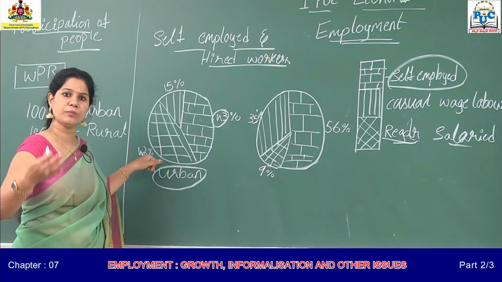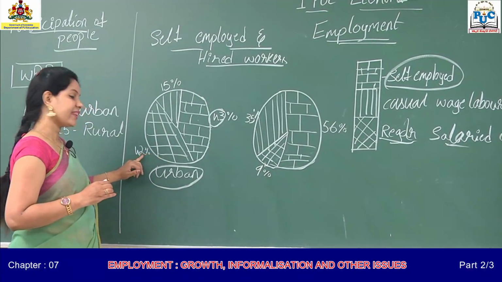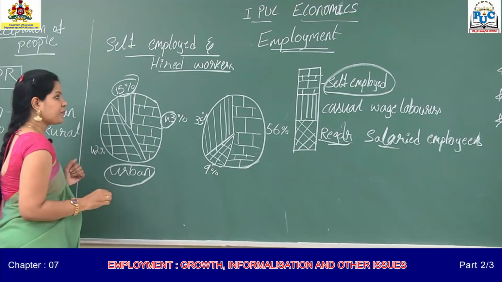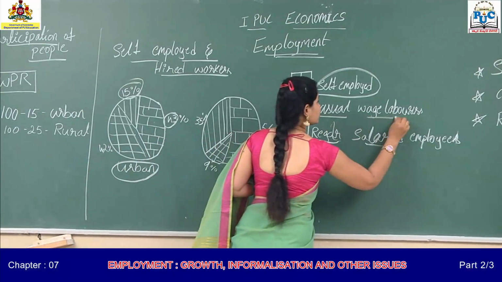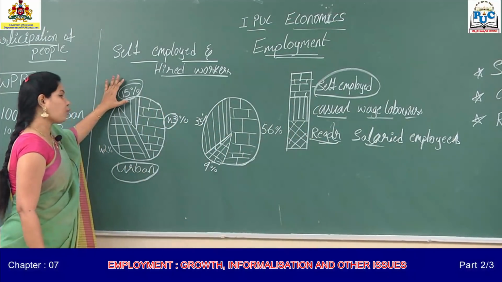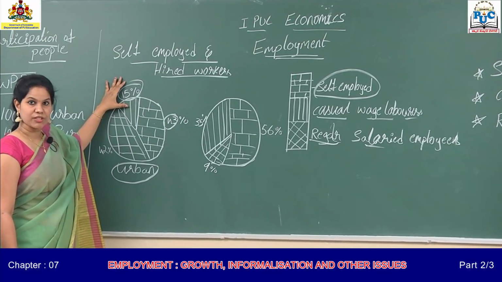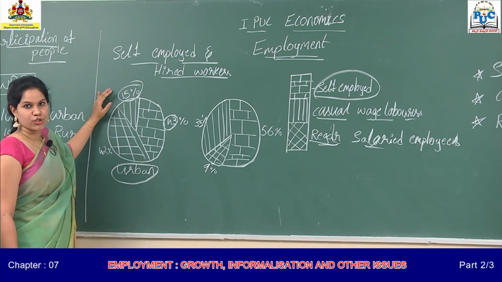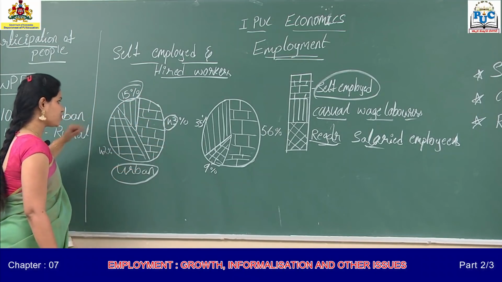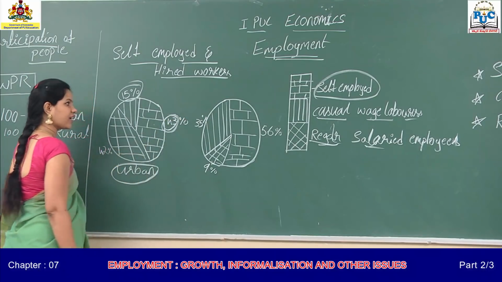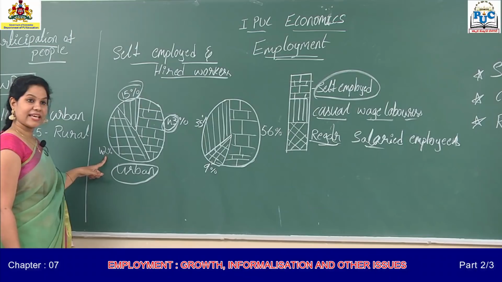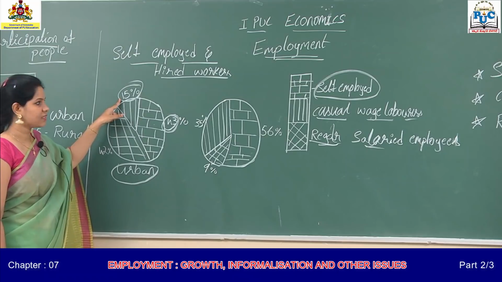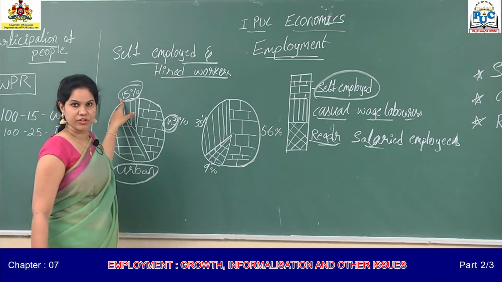For the regular salary, for the monthly salary, we are employed. That's called 42% of people. And the 15% we are talking about is casual wage laborers. Only 15% of the population in the urban area are working as casual wage laborers. When it comes to the comparison, the highest number of people are working as self-employed. The second, definitely regular salaried. And the third one, which is very minimal, is casual wage laborers.